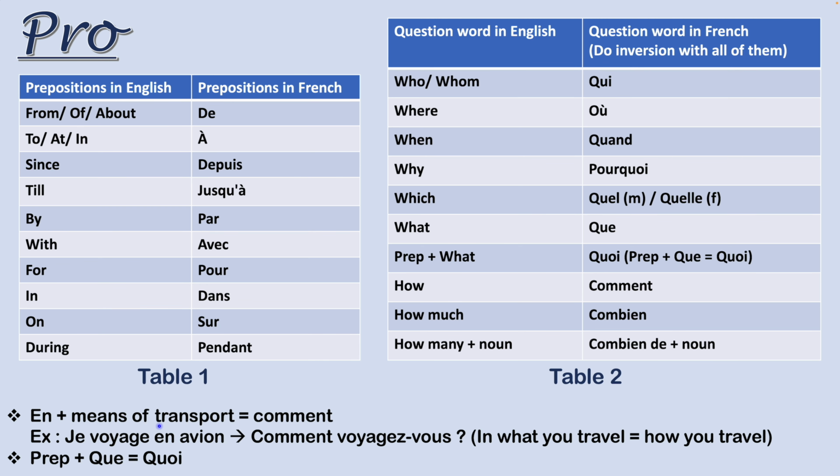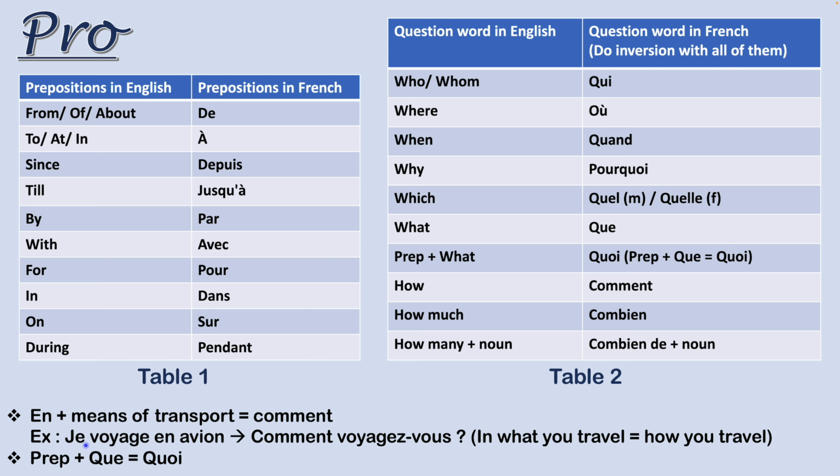Now, these are some of the exceptions or rules you must know. They are to add on to your knowledge. So the word en means in, and dans also means in. So dans or en plus a means of transport is there in the question. Means I've come to India by train, or I've come to India by aircraft, by plane. So here a means of transport is there. So you have to use the question word comment, which we studied. Its example is je voyage en avion. I travel in an airplane. So the question would be comment voyagez-vous? Meaning how do you travel.